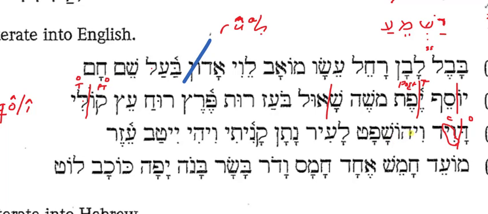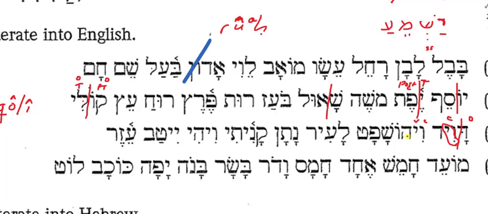That's long, right? So look at what you got. The vav, consonant or mater? It's a consonant because there's a vowel under it. The yod, that's a mater. Okay, so I'm going to put C here for the vav, the V above that.